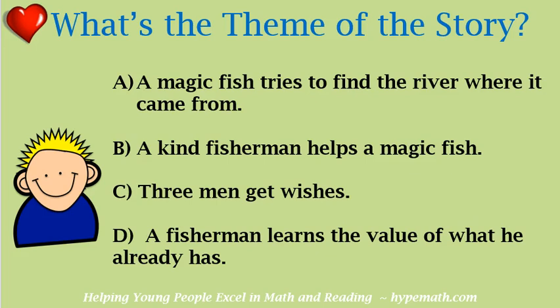So let's just do a quick summary of the story again. There was a man who caught the magic fish. The fish asked him, "If you would throw me back into the river, I will grant you 3 wishes." Well, the man said he had a great life, so he didn't need the 3 wishes and threw the fish back into the river. The next day, another man came along and caught the magic fish. He asked for 3 wishes. The fish said that he would grant him 3 wishes if he threw him back into the river. The man got his 3 wishes. The fish went back into the river.